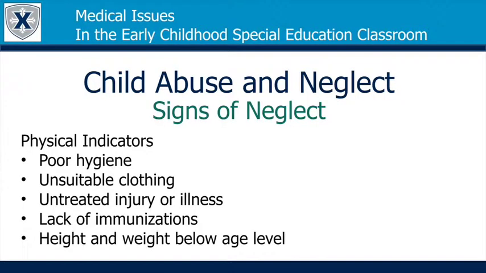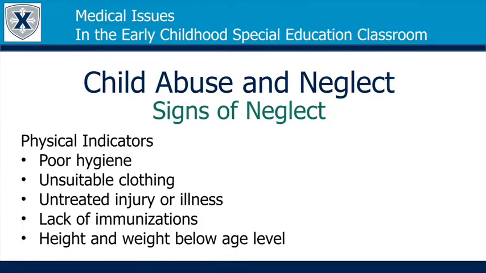And then neglect. So neglect is when they could not be getting proper food or water, or they could just not be bathed every day or just not being paid attention to like they should. They're going to have poor hygiene. Their clothing isn't going to be suitable, like they could be wearing summer clothes in the winter. You can just tell by the way they're dressed or if their clothes are clean.